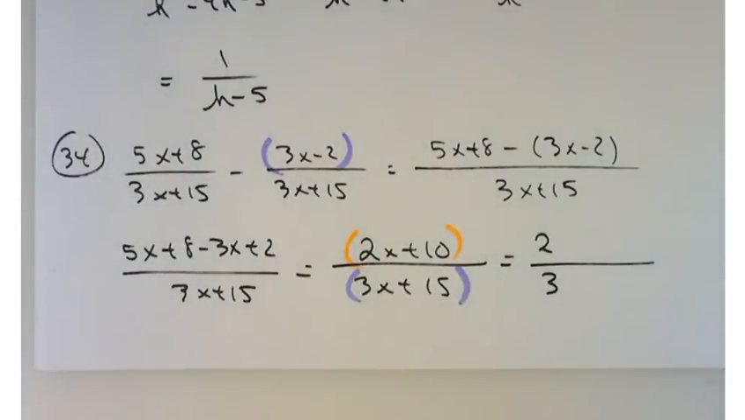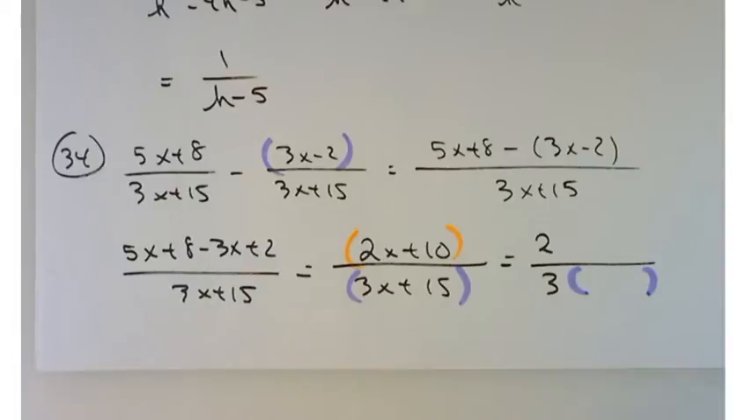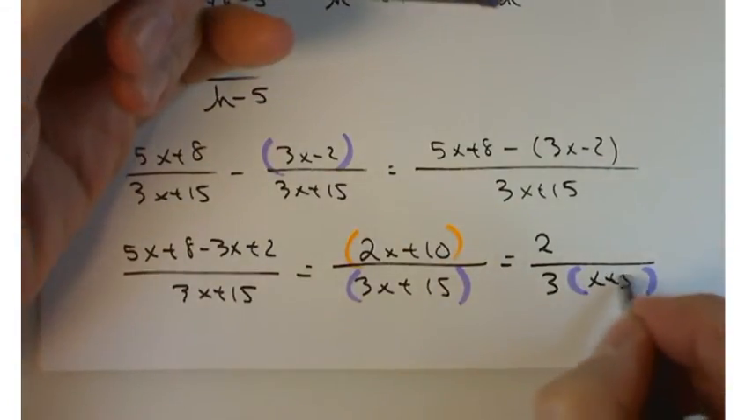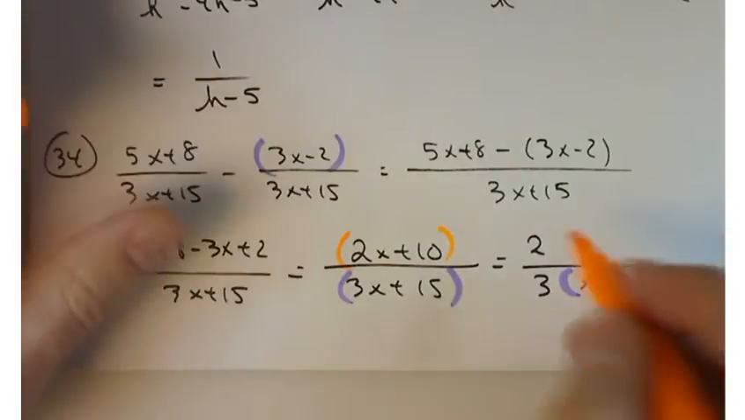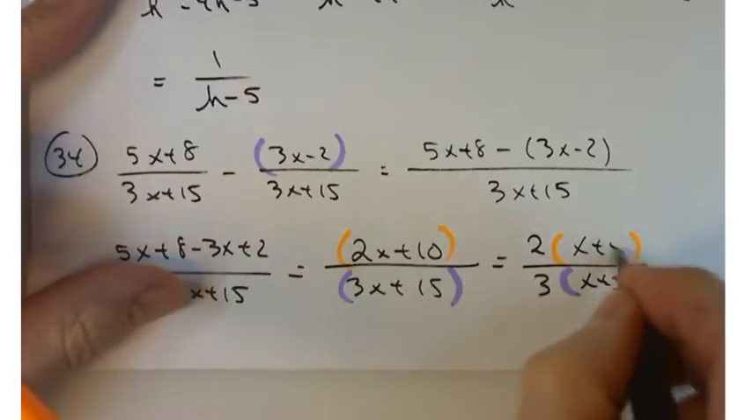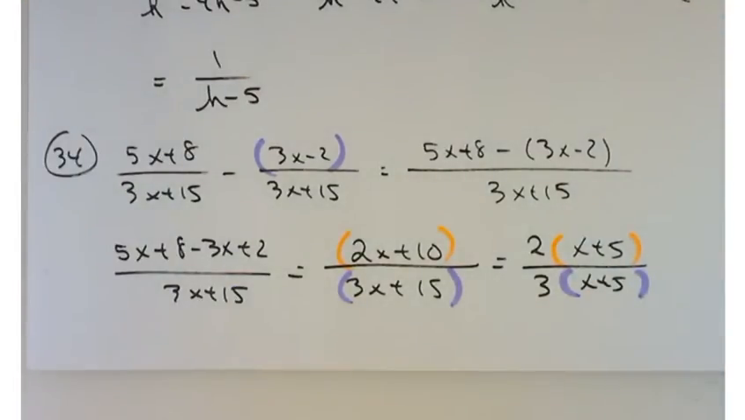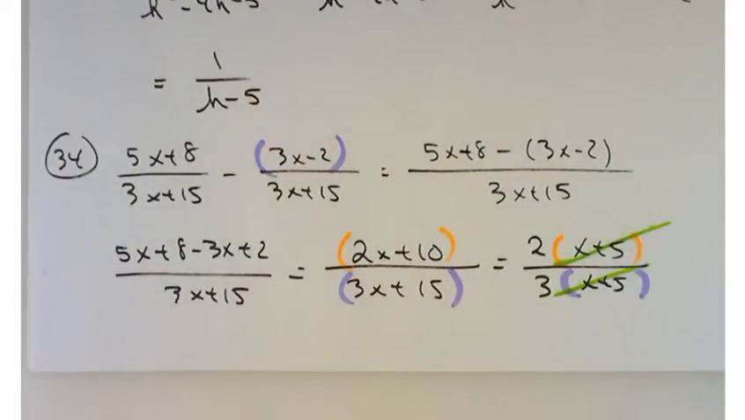If I factor out the 3, I'm going to leave behind x plus 5. If I factor out 2, I'm going to leave behind x plus 5 again. The nice thing is that now that I have it all factored, I can cancel that out and I'm left with 2/3.